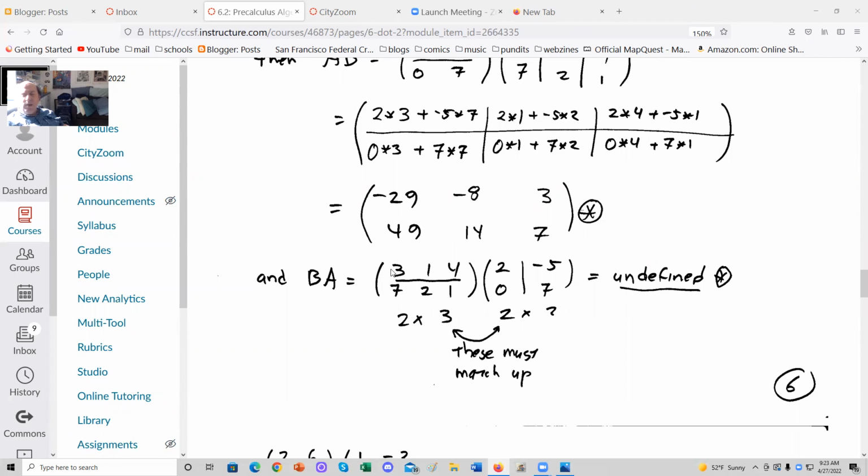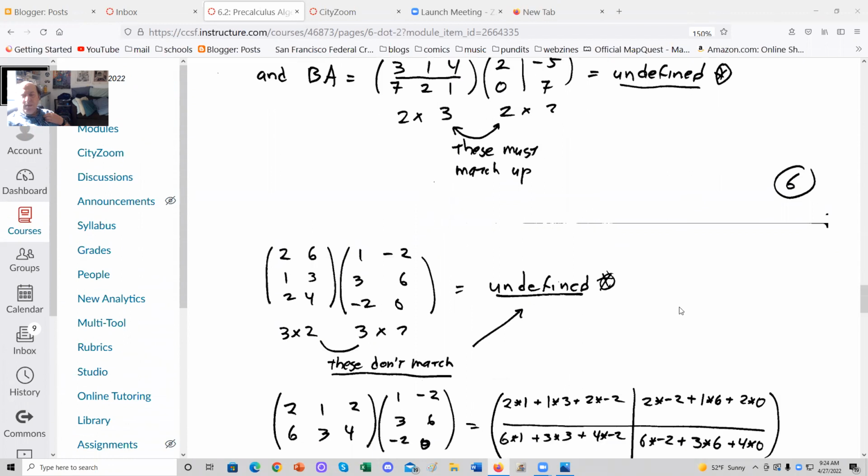But if you try to multiply them the other way around, it doesn't work. B times A. B is 2 by 3, 2 rows, 3 columns. A is 2 by 2, but if you try and match these up, it doesn't work. This row has 3 entries, this column has only 2, so you can't match them up. This is 2 by 3, this matrix is 2 by 2. These two middle numbers, the number of columns of the first matrix, must match the number of rows of the second matrix to be able to define the product at all.